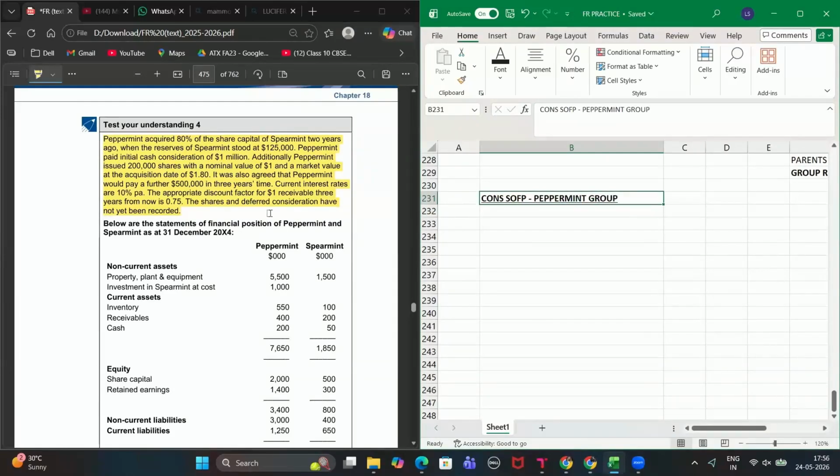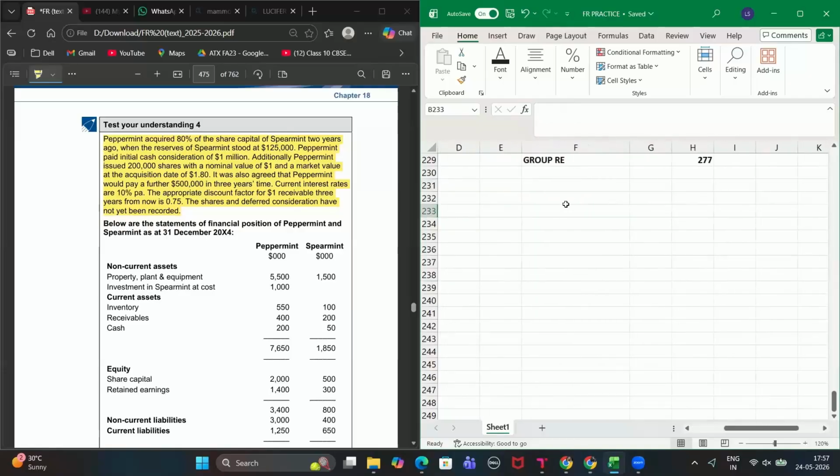Shall we start? Okay, fine. So workings. What are the workings that we will do? Working one is group structure. Peppermint. What is Peppermint doing here? It is acquiring 80% of Spearmint. Coming on to working two.